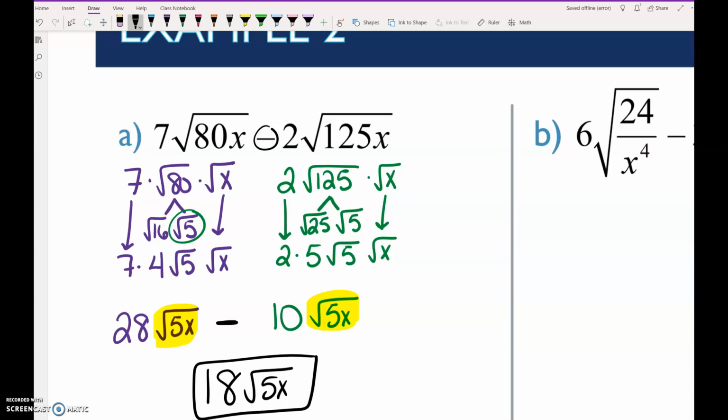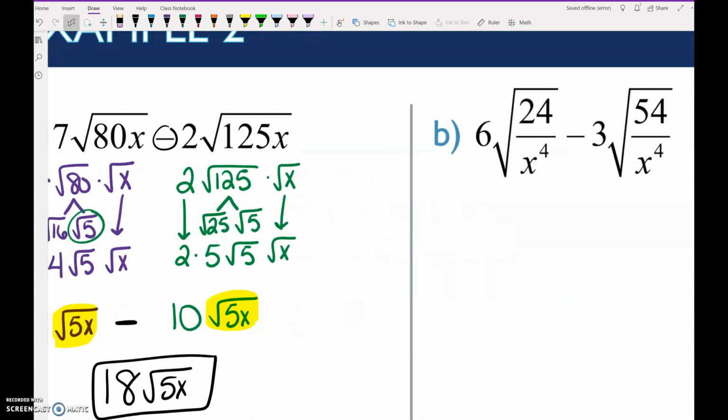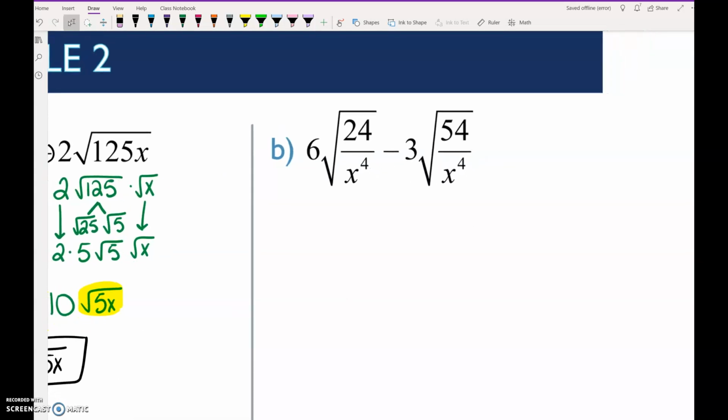Okay, example B. I'm assuming that you look at example B, you see the fractions, and you start to panic a little bit in the pit of your stomach. Your work might be a little confusing on this, but these really aren't any more difficult. So I know that I have the 6. We need to take the square root of 24 and simplify it. So I'm just going to bring this over here and simplify the square root of 24.